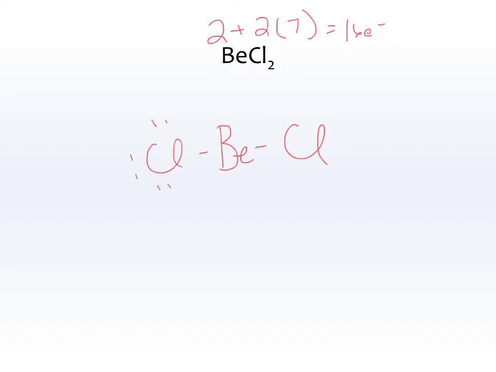Let's look at BeCl2. Okay, Be is in group 2. It has 2 valence electrons. Chlorine is in group 17, so 2 times 7, 14 plus 2 is 16 electrons. Be in the center, Cl's on the outside. Give everybody an octet who needs one. Remember, Be doesn't need one. And there we go, there's our Lewis structure. We have 16 electrons in the picture. The picture's all good. Now, how does the Be and the Cl connect?